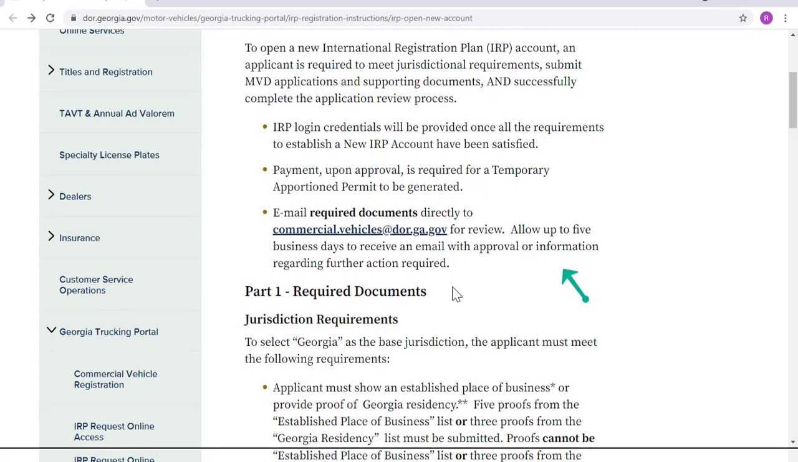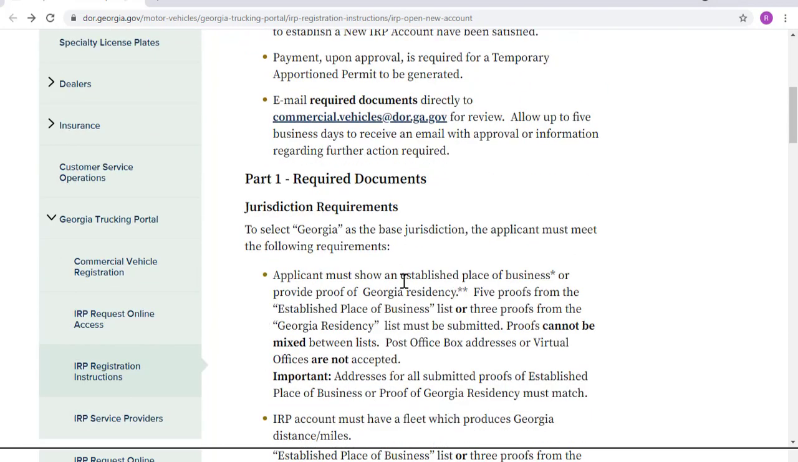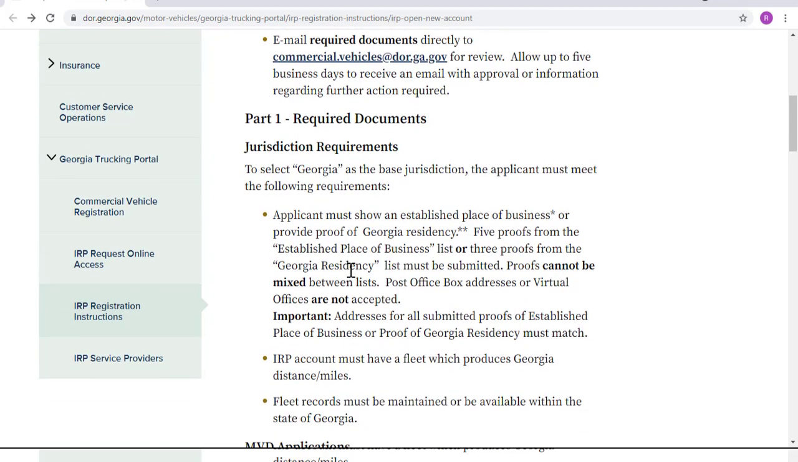All right, so let's move to part 1, the required documents. This is the big deal right here. We'll go through the application process. We'll go through every single cell in the application, but the required documents is really what will get you to the approval status. Okay, so jurisdiction requirements. To select Georgia as the base jurisdiction, the applicant must meet the following requirements. Okay, all right, let's go through them.